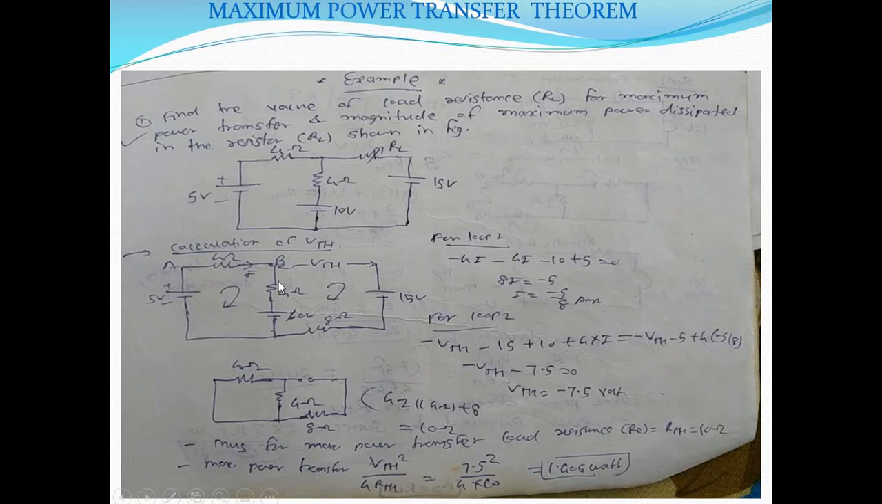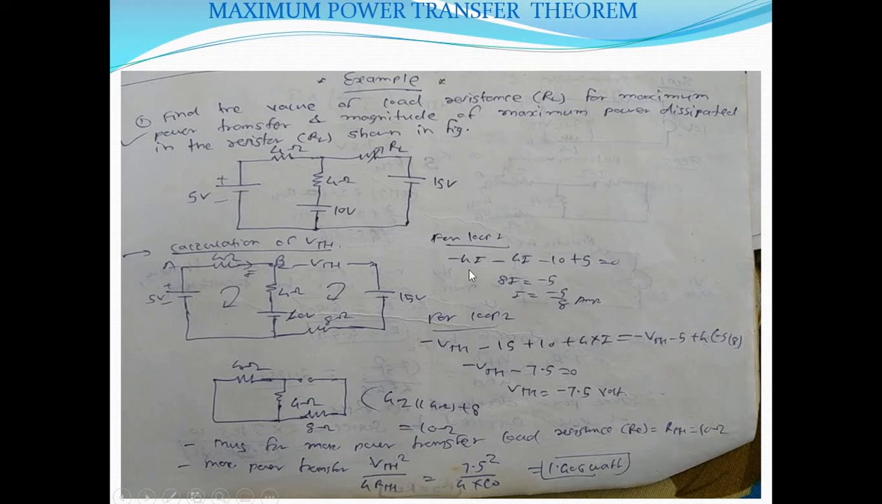So how will we solve this circuit? First of all, we will try to calculate the current I which is flowing here. For that we will apply KVL for this loop. So what is the equation? Minus 4I. Why minus? Because we consider a voltage drop as negative whenever we are going from positive to negative terminal. So it is minus 4I.